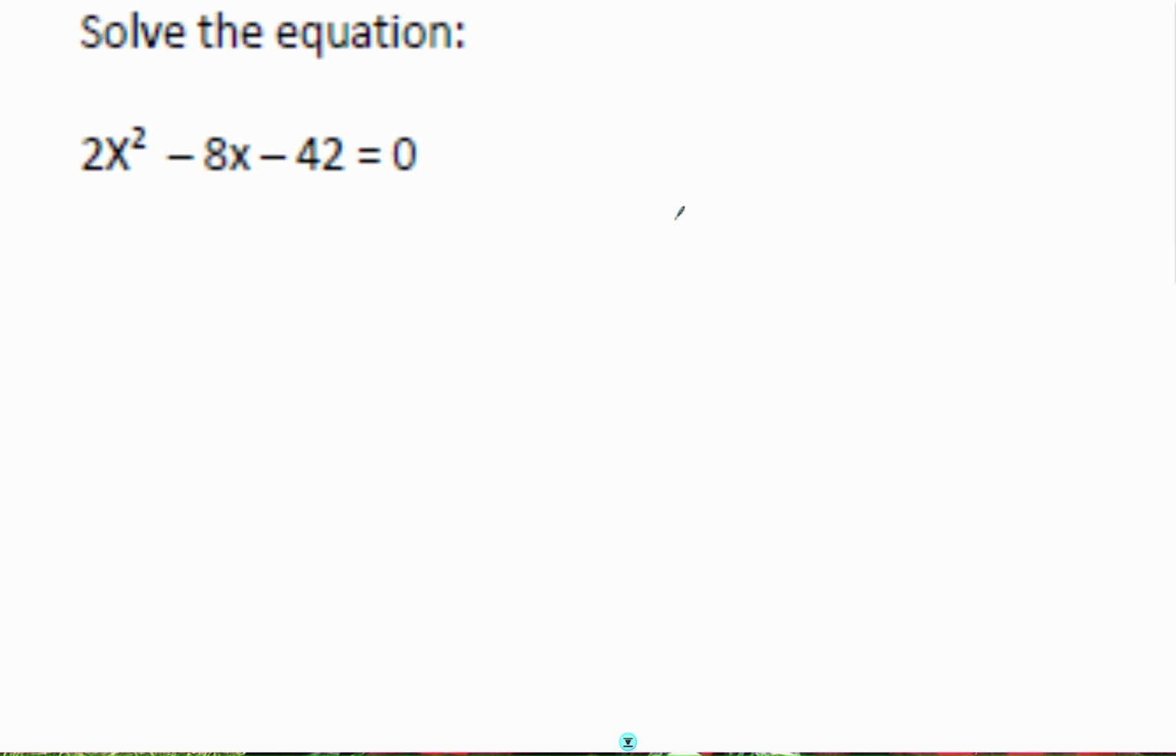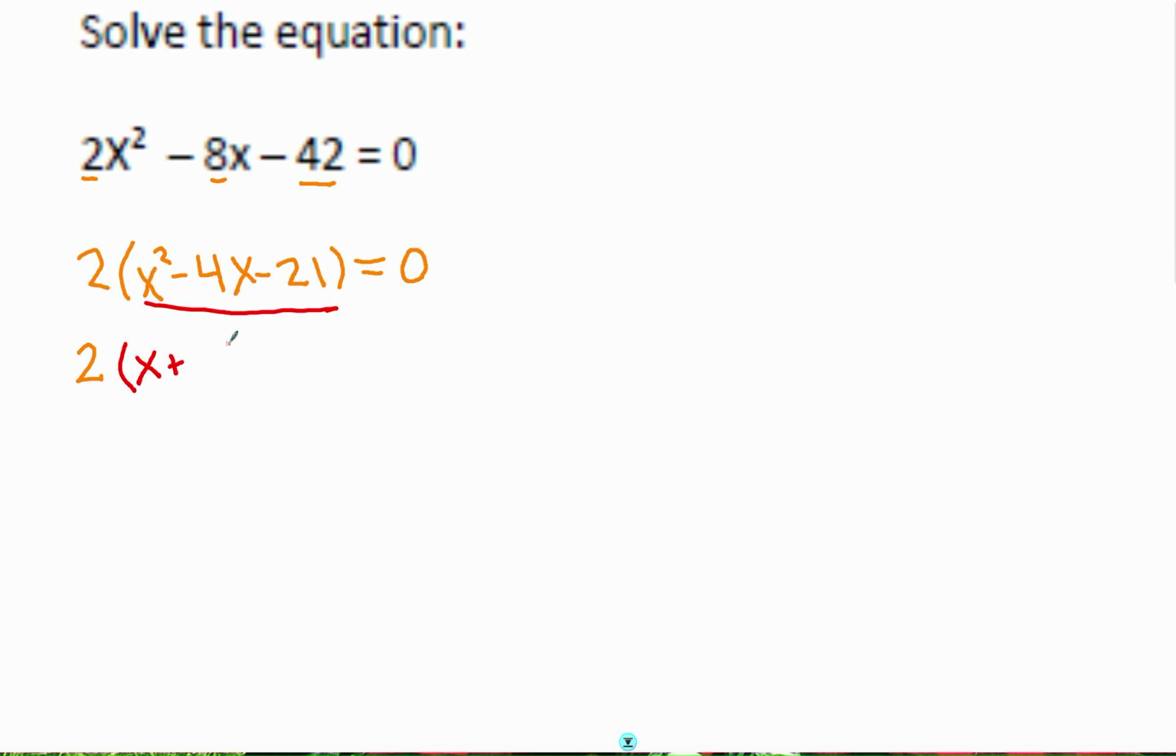So notice in this problem, because it does happen occasionally, you have a common factor. You have a 2 that is a common factor in all of these terms. So if you factor out a 2 first, that would give me x squared minus 4x minus 21 equals 0. Again, that is good that it's equal to 0. If it's not, you'd have to move something. So I'm going to keep the 2, and then I'm going to factor what's in the parentheses here.